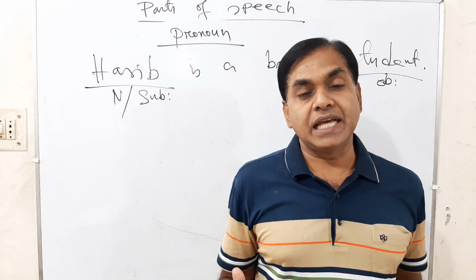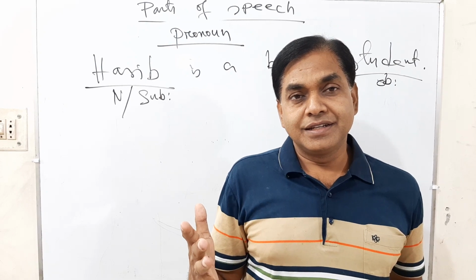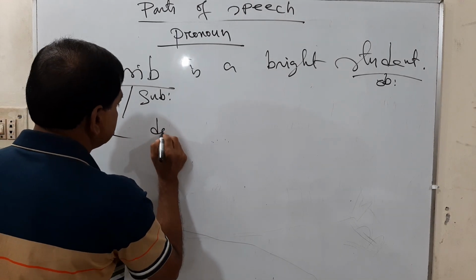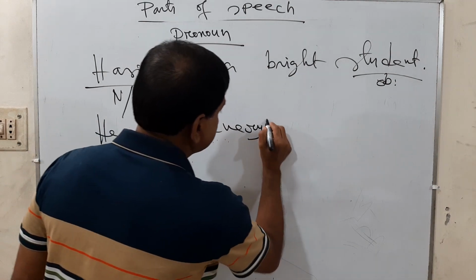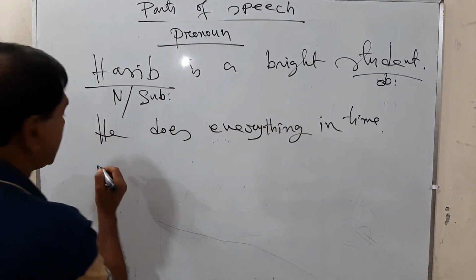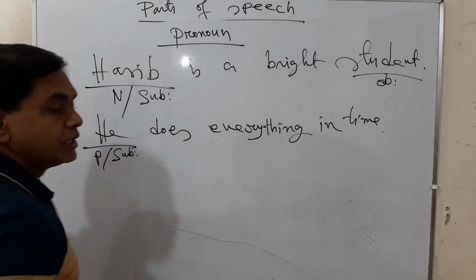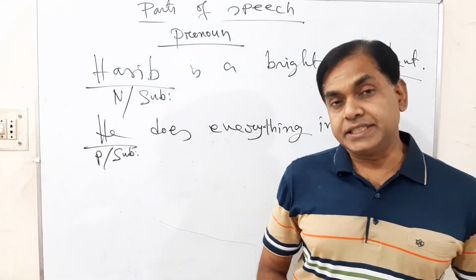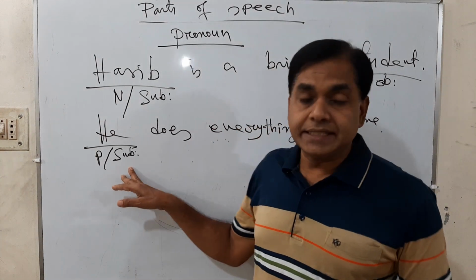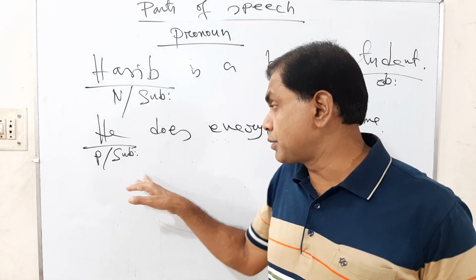So we should use a word which can be replaced, and the sentence will be very nice, and that is, he. He does everything in time. Here, he is a pronoun and subject. Hasib is a noun used as the subject of a sentence, and he is used as the subject of the sentence, and he is the pronoun of Hasib.